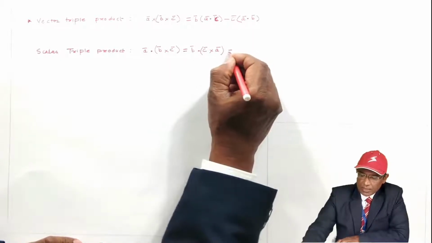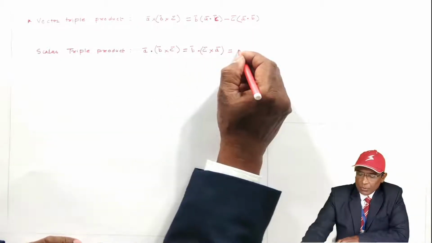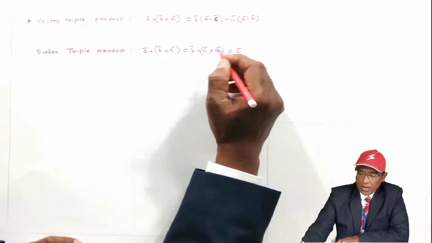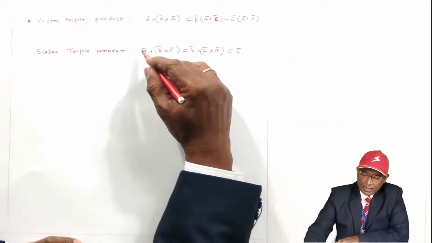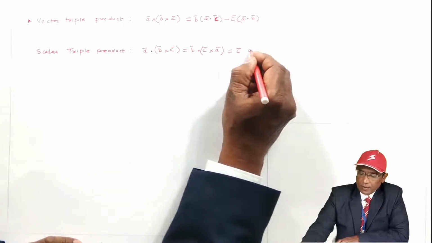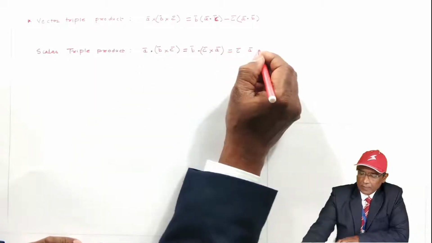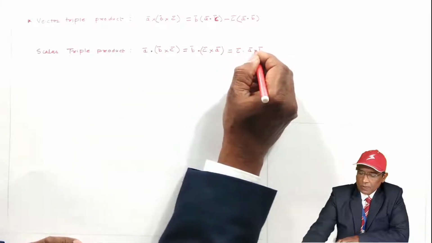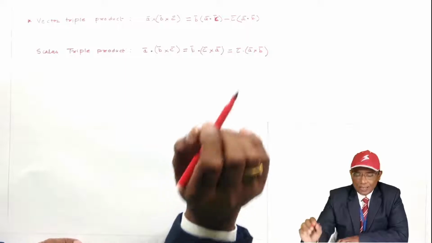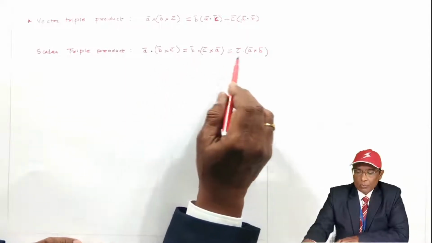This can be written as, now I am going to start from c bar. After c, a is there, and after a, b is there. And the dot cross. Okay, meaning of all these three things are same. Scalar triple product of three vectors.